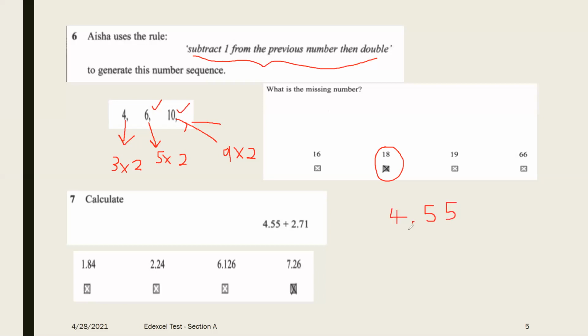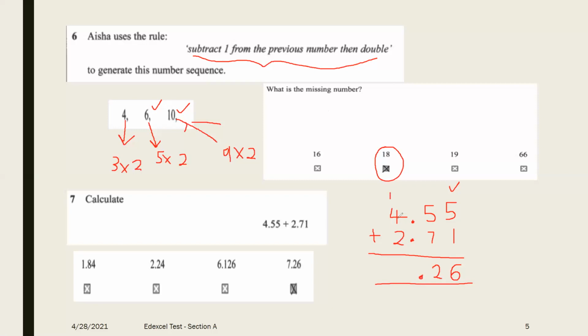So 4.55, then you have 2.71. Make sure the decimal point should be correctly written like this, right? So one under the other. Now you have to add, start adding from this side, right? 5 plus 1, it's 6. 5 plus 7, it's 12. I write 2. And there is 1, so that I will carry it to the other side.